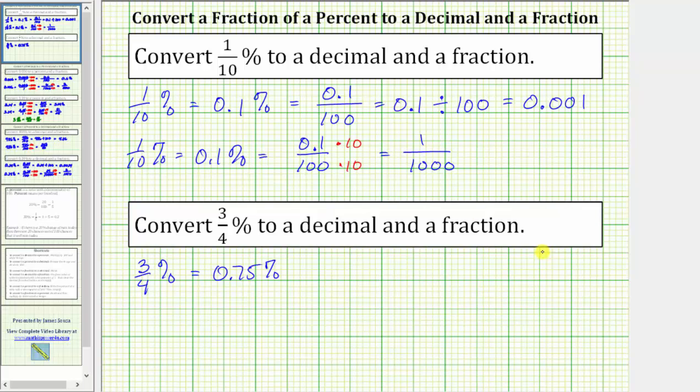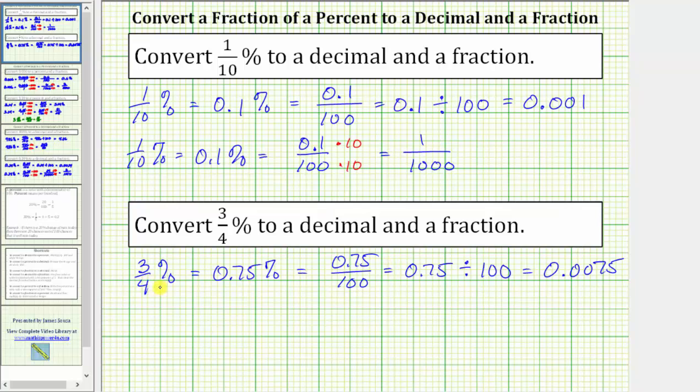And now from here, it's just like the previous example. As a fraction, this is equal to 0.75 over 100. The fraction bar means division. As a quotient, this is 0.75 divided by 100. 0.75 divided by 100 is equal to 0.0075. I'm moving the decimal point to the left two places.